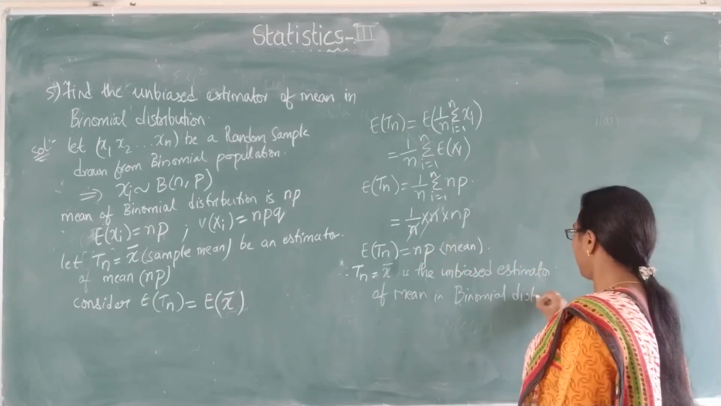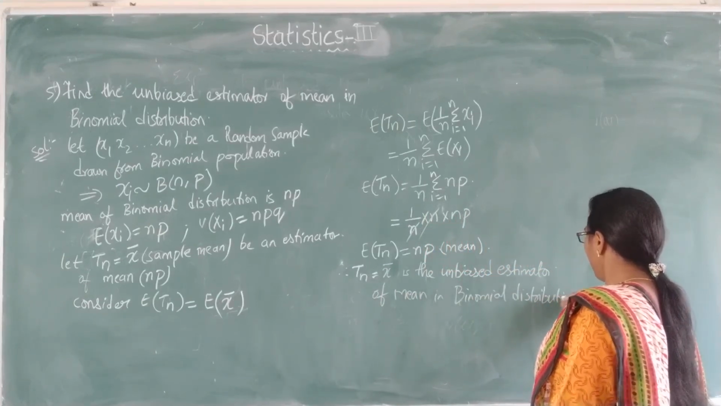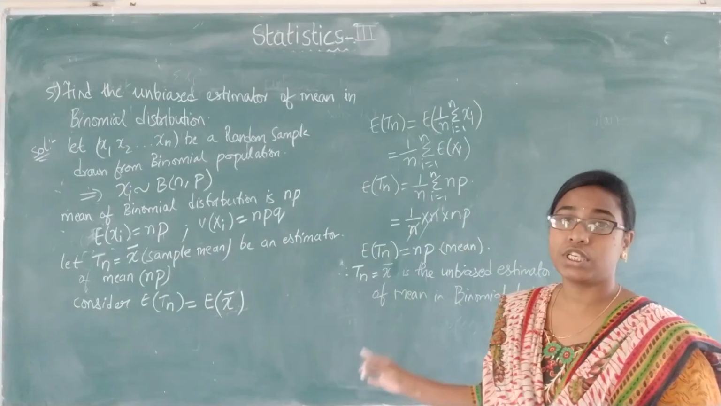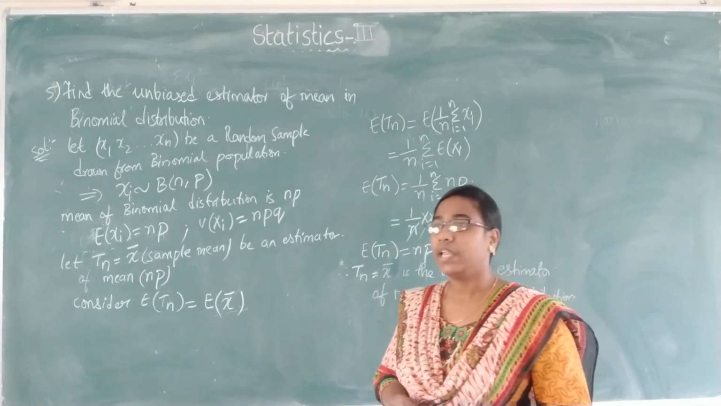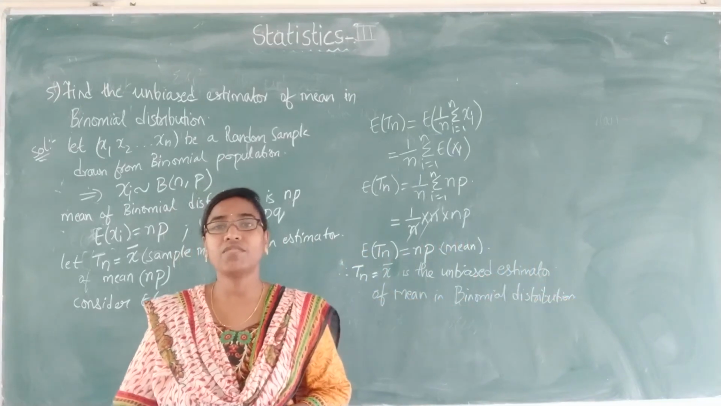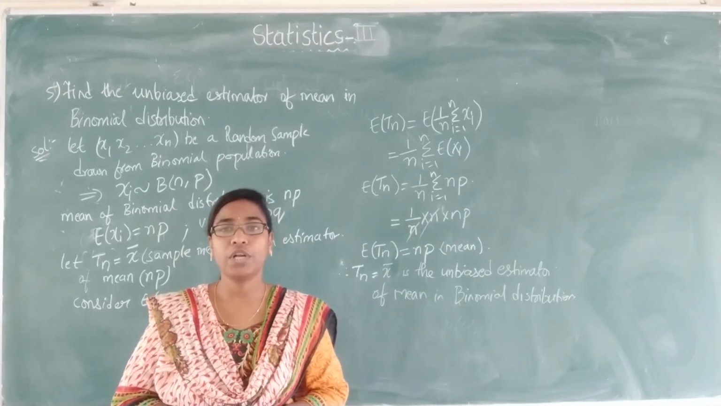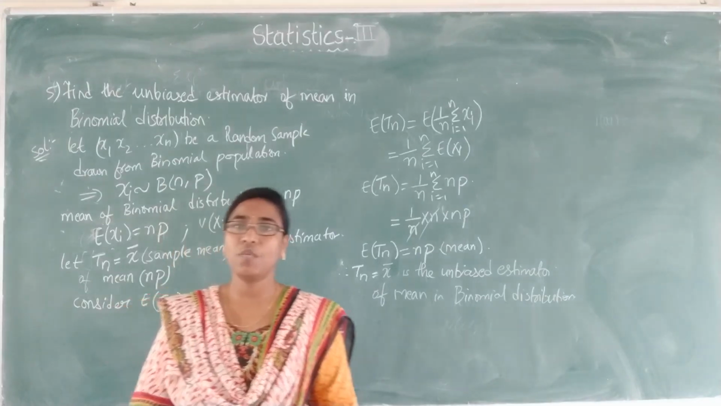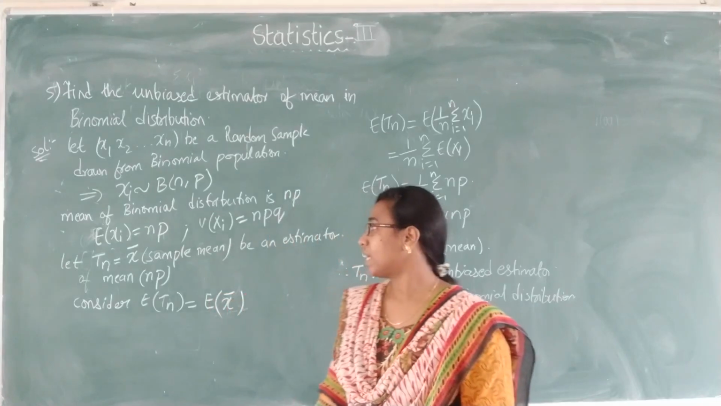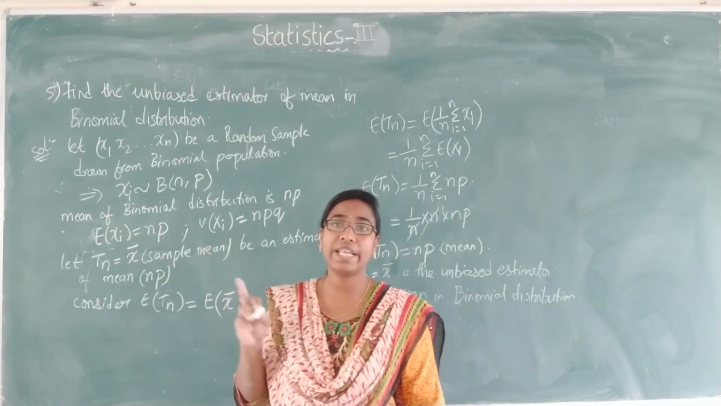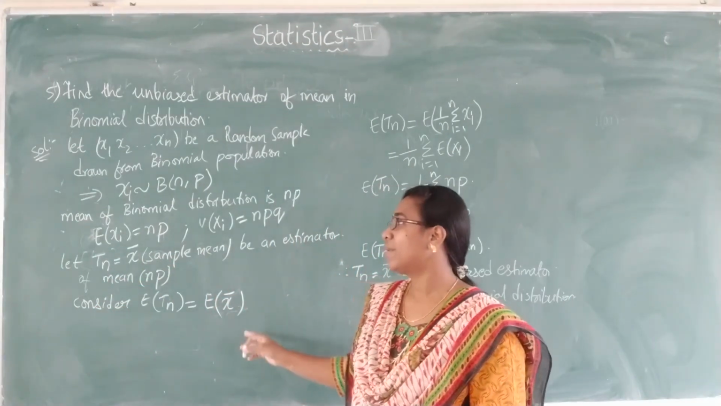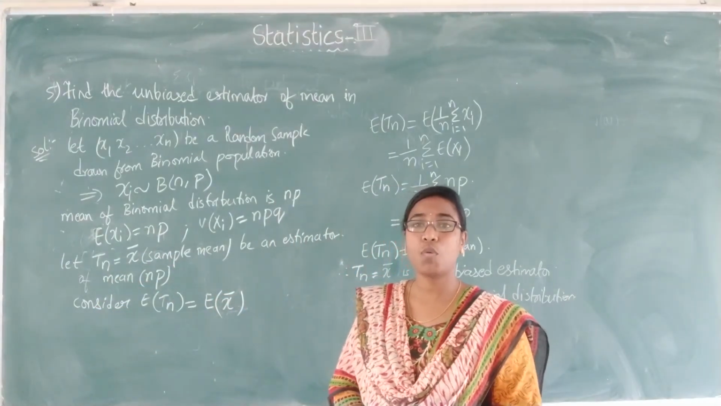So whenever they ask to find the unbiased estimator for the population mean, it may be any distribution. Here the distribution is binomial. In place of binomial, you may have some other distributions also. So if you have that kind of distributions, what we will do? For population mean, always the sample mean will be the unbiased estimator. So by considering that condition, we will take Tn as the sample mean value. And by substituting those values, we will be getting the unbiased estimators for the population mean.